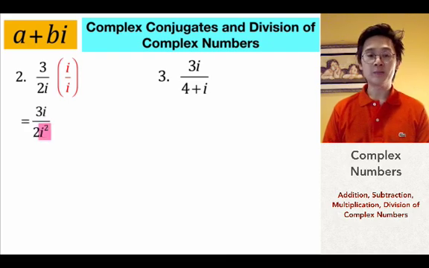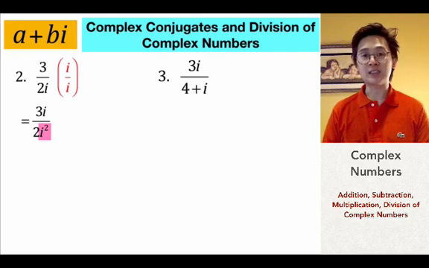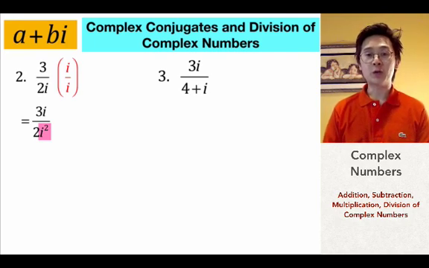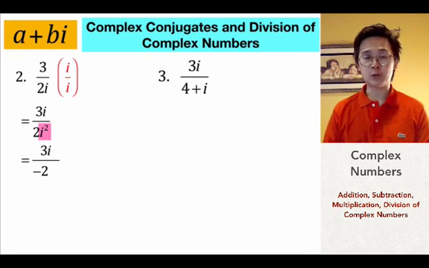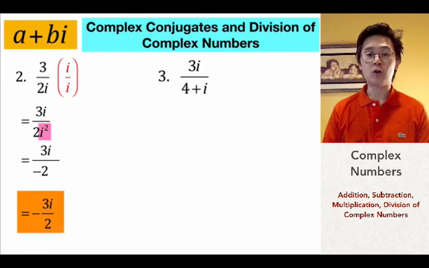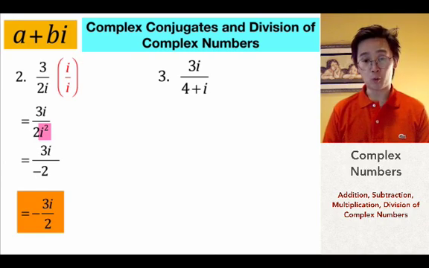And by doing so, 3 times i is 3i, and 2i times i is equal to 2i squared. So notice that we have an i squared in our denominator, which will then turn into a negative 1. So we'll end up with 3i all over negative 2, leaving us a real number in our denominator. So to simplify 3i all over negative 2, we can rewrite this as negative 3i all over 2. And then we are able to rationalize because the denominator doesn't have an imaginary part anymore.